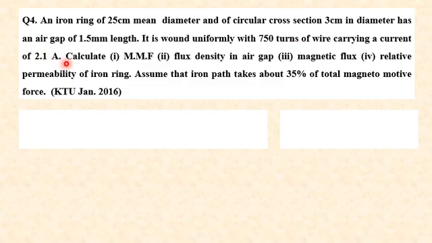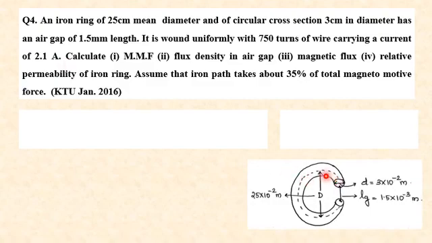So we can draw the circuit like this. A circular ring, mean diameter 25 into 10 raised to minus 2 meters. Then diameter of the cross section, that is 3 into 10 raised to minus 2 meter. Air gap length, that is equal to 1.5 into 10 raised to minus 3 meter. So write down the given parameters. Mean dia, that is capital D, equal to 25 into 10 raised to minus 2 meter. Then small letter d, that is the diameter of the cross section, that is given as 3 into 10 raised to minus 2 meter.